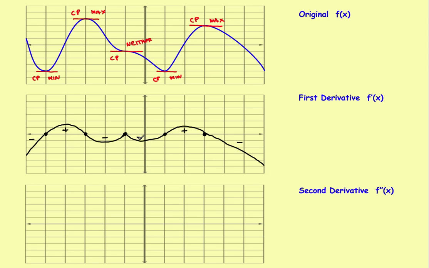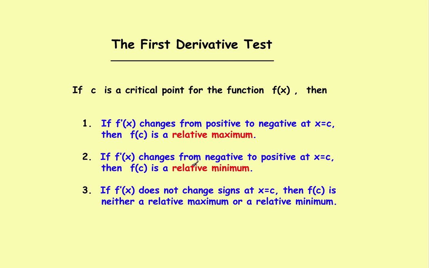So that's how the first derivative graph will help you identify intervals where it's increasing or decreasing. You might also notice anytime the original graph goes from increasing to decreasing, then you'll have a relative maximum. If it goes from decreasing to increasing, you'll have a relative minimum. And again, that fits in with these rules, and those are the rules for the first derivative test. Now, the second derivative test will also help you identify minimums and maximums, so let's look at those rules.